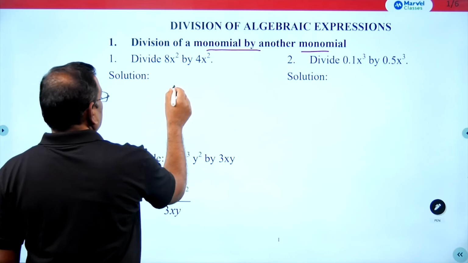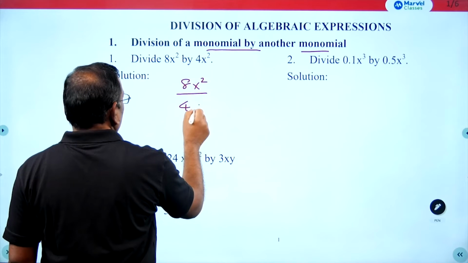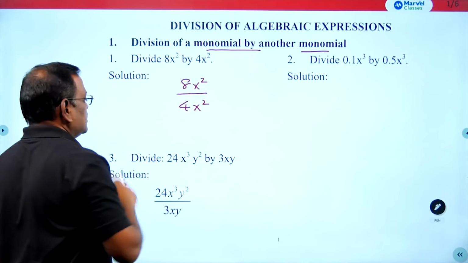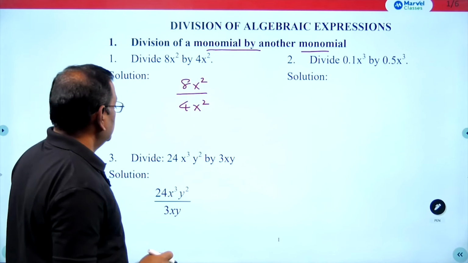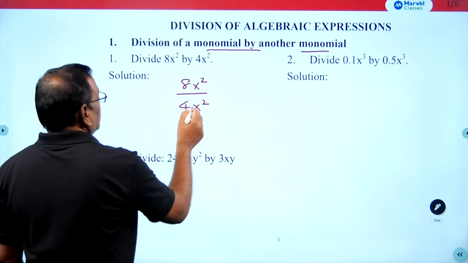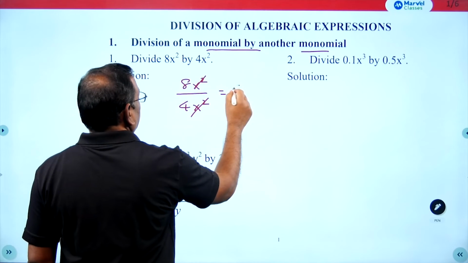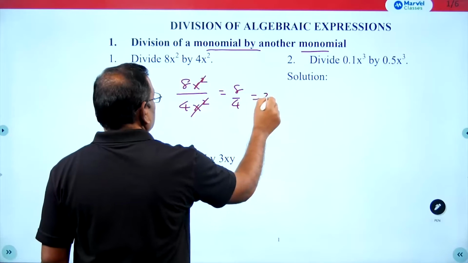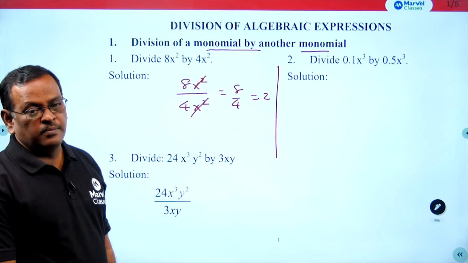So the given question is 8x square by 4x square. This is a given question, monomial by monomial, 8x square by 4x square. Now cancel the common factor wherever possible. Okay. So here x square gets cancelled, and what is the remaining value? 8 by 4, and this is 2. That's all. This is a simple example for monomial by monomial.